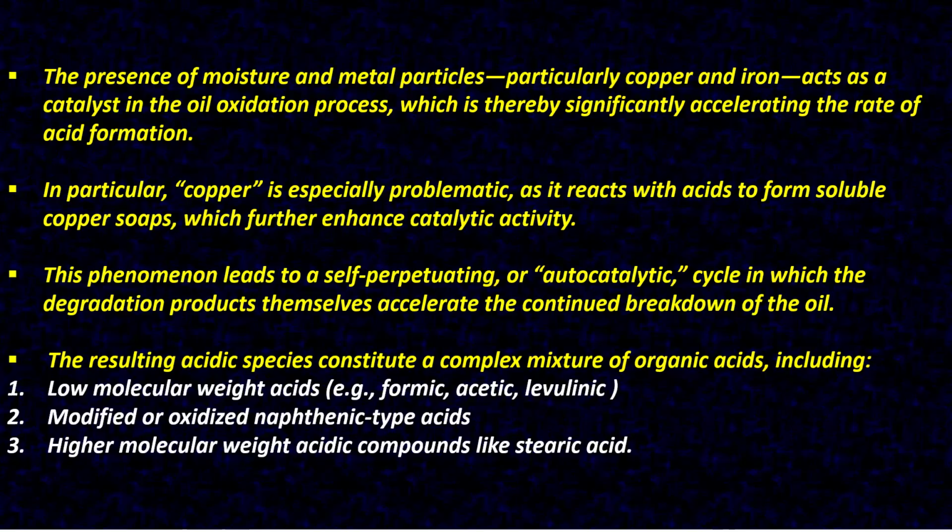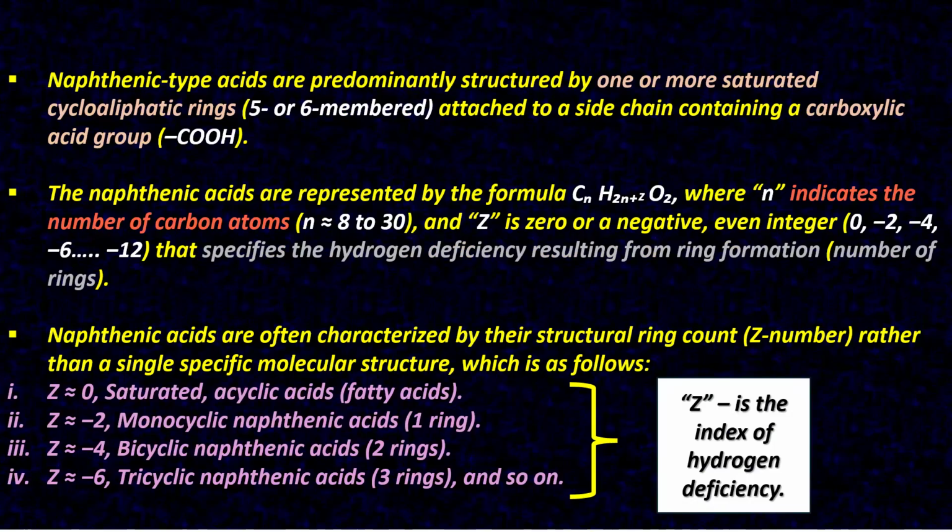The resulting acidic species constitute a complex mixture of organic acids, including: one, low molecular weight acids like formic, acetic, and levulinic acids; two, modified or oxidized naphthenic type acids; three, higher molecular weight acidic compounds like stearic acid. Naphthenic type acids are predominantly structured by one or more saturated cycloaliphatic rings, that is 5 or 6 membered, attached to a side chain containing a carboxylic acid group, that is COOH.